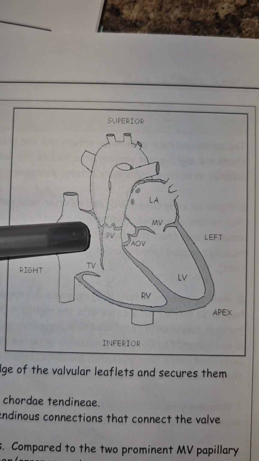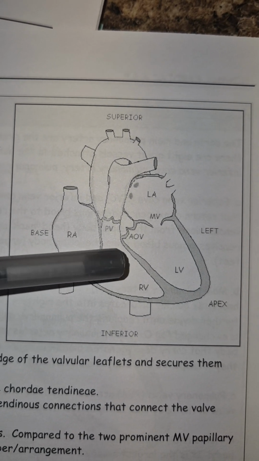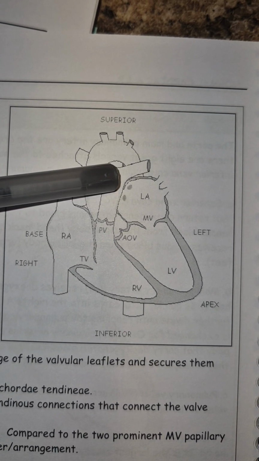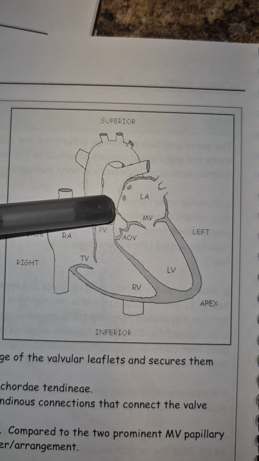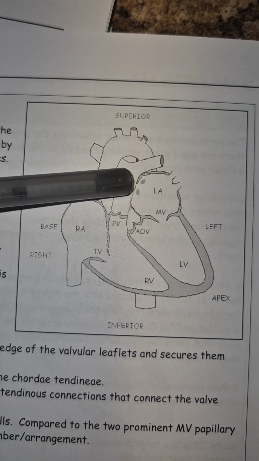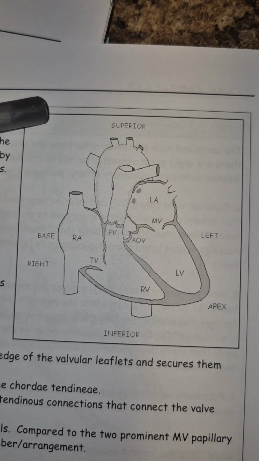The right atrium then pumps blood through the tricuspid valve into the right ventricle. The right ventricle then pumps blood through the pulmonic valve into the pulmonary artery. It's called the pulmonic valve or pulmonary valve because it goes into the pulmonary artery. Now, the pulmonary artery branches into the left and right pulmonary branches to go into the lungs.